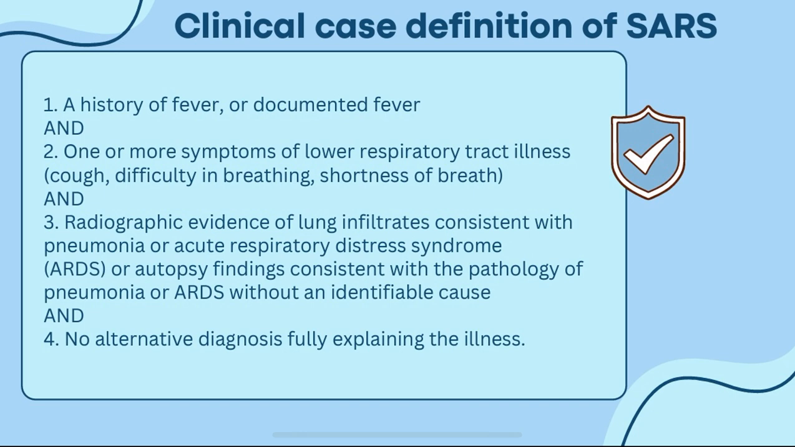So we see that either he has a history of fever or one or more symptoms of lower respiratory tract illness. What are the symptoms? You know very well: cough, shortness of breath, difficulty in breathing. And thirdly, radiographic evidence. What does the radiographic evidence show? It will show infiltrates which are present in the lung, consistent with pneumonia or acute respiratory distress syndrome, or the autopsy finding showing the pathology of pneumonia or ARDS without identifiable cause. No alternative diagnosis fully explains the illness. If there is no diagnosis explaining his illness, then we have to suspect it to be SARS.